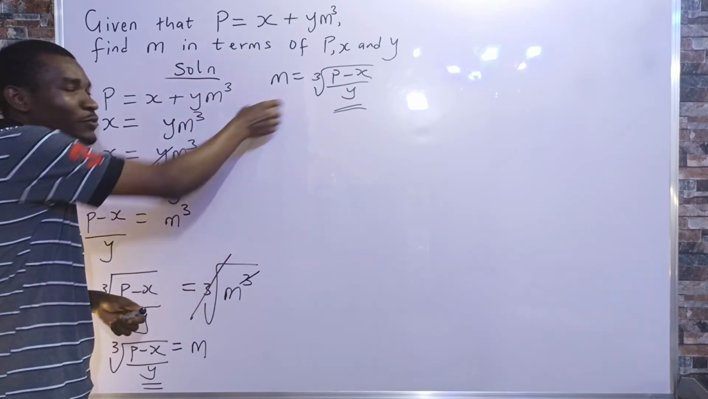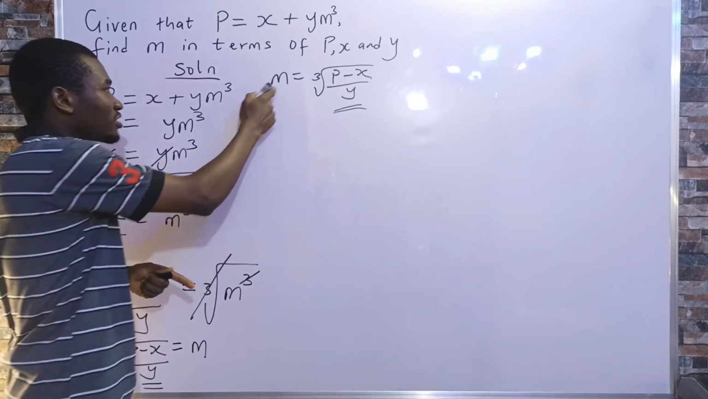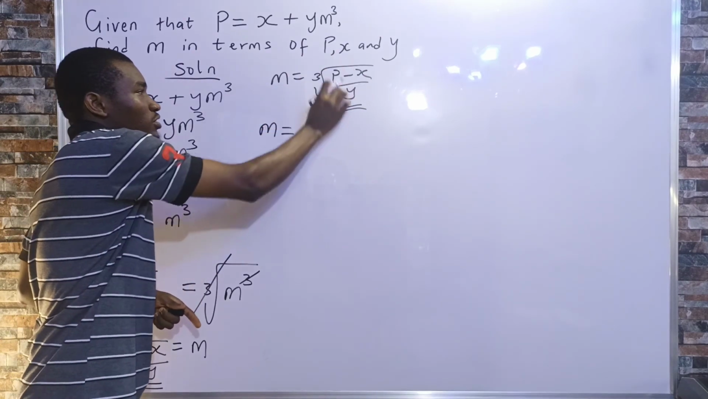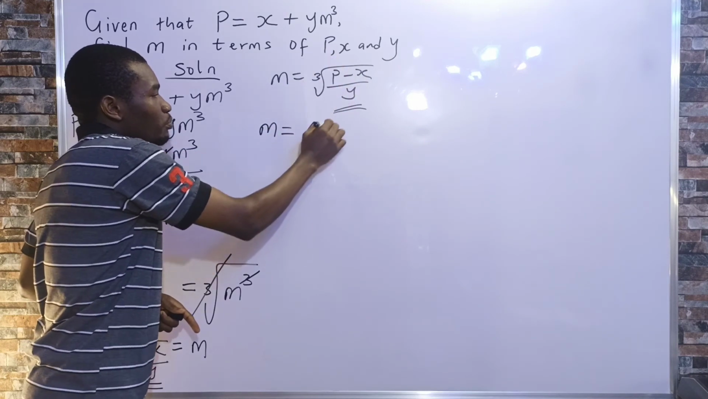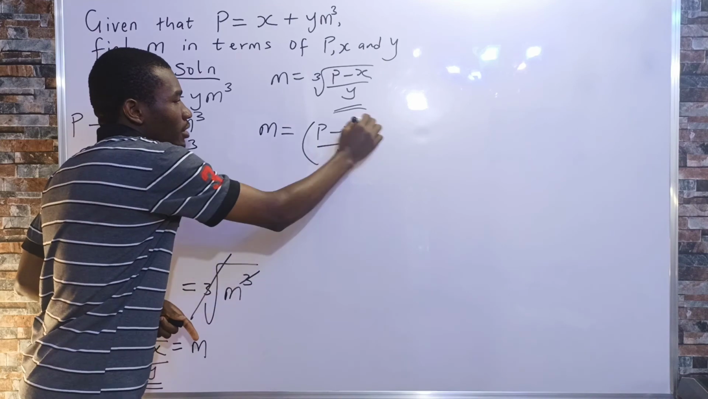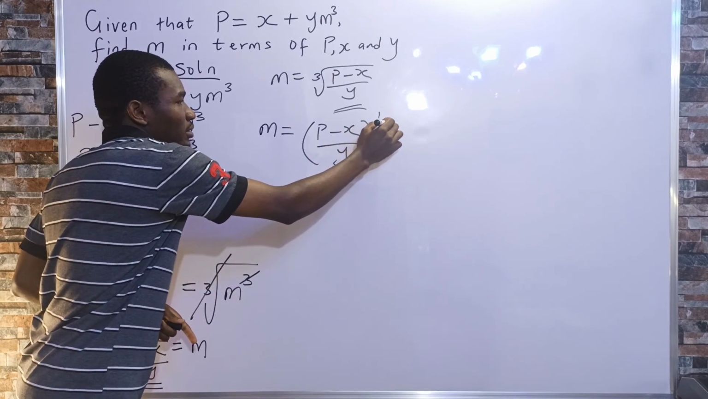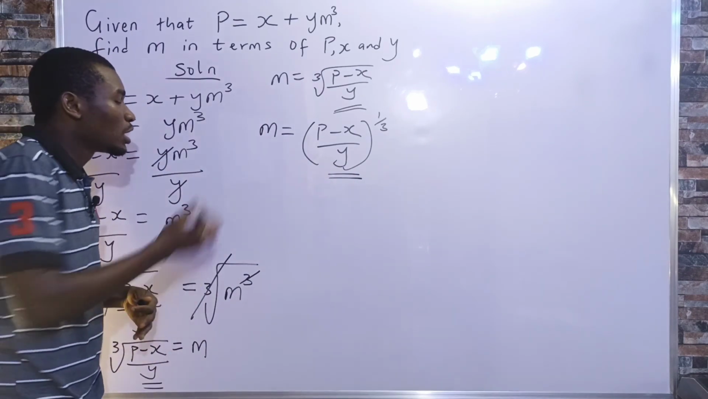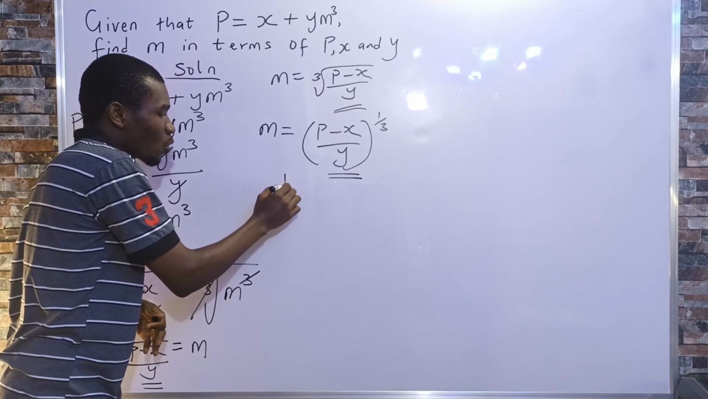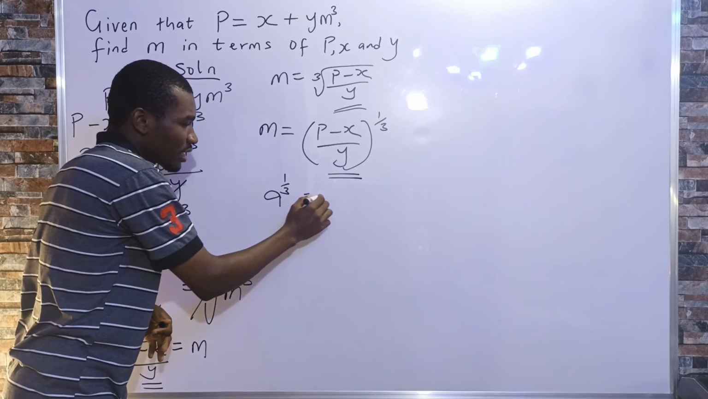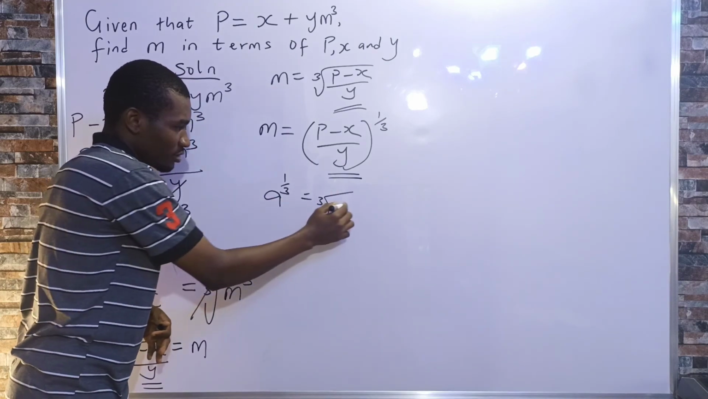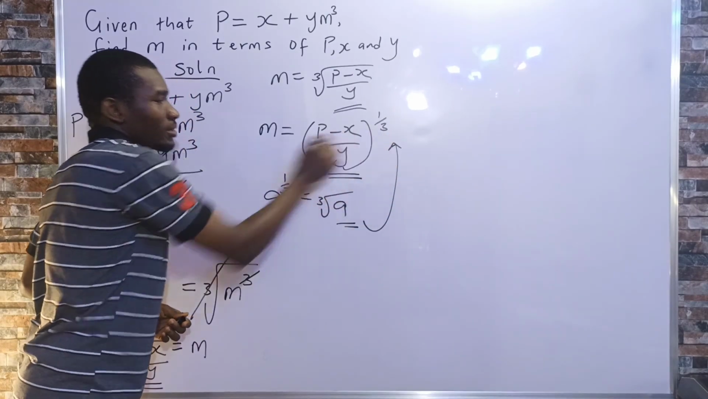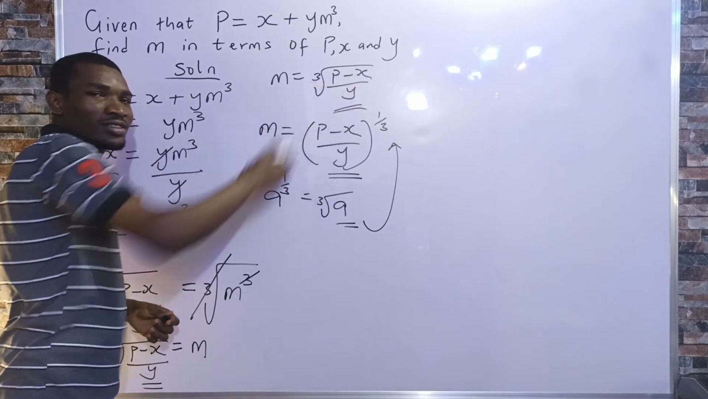Remember, you can still solve this further by using laws of indices, by saying that our m is equal to, this cube root of the quantities we have here can still be put as p minus x all over y, all raised to the power of 1 over 3. So we can still put our answer in this form. Remember that by laws of indices, whenever you have a raised to the power of 1 over 3, it simply means taking the cube root of the base a. That sounds very simple. So this is automatically what I apply here. So this is our answer. You can as well take this as your answer.